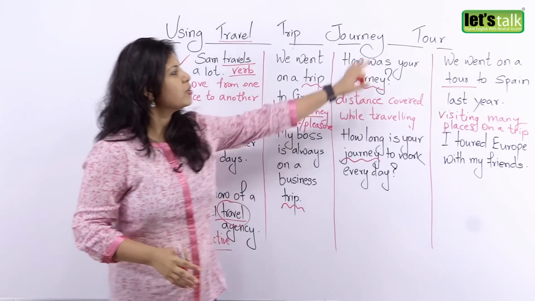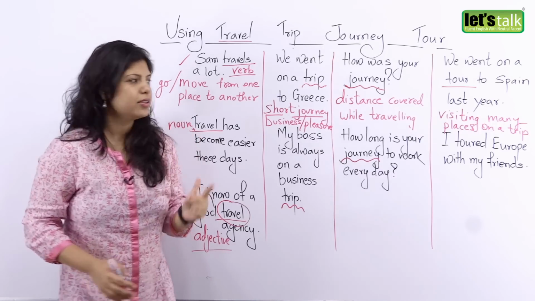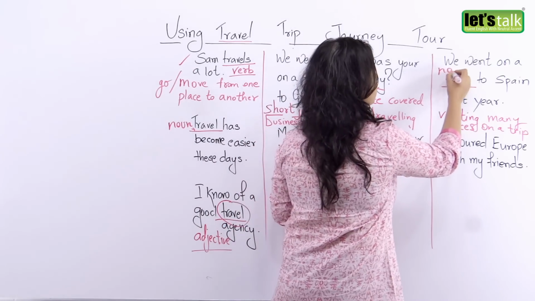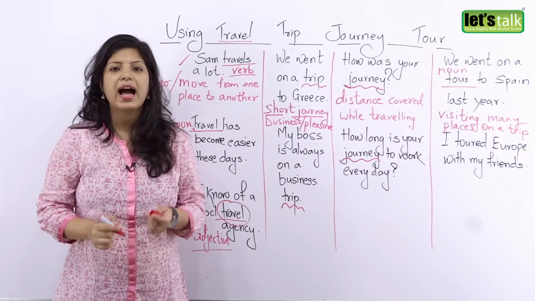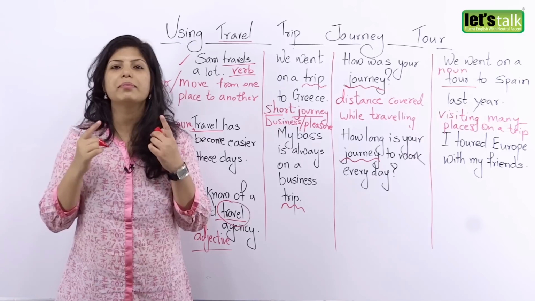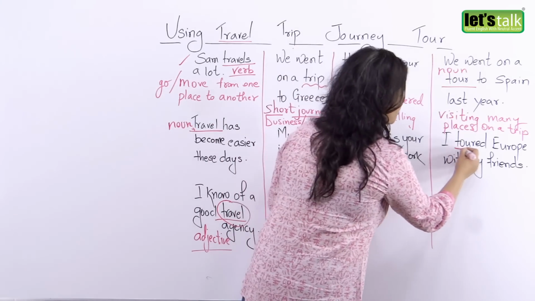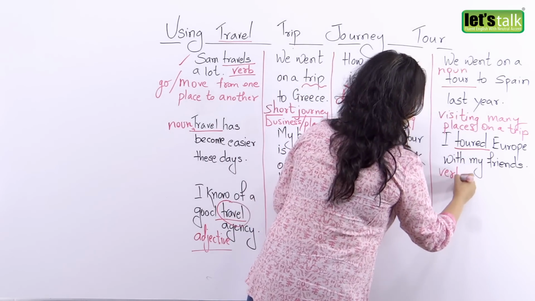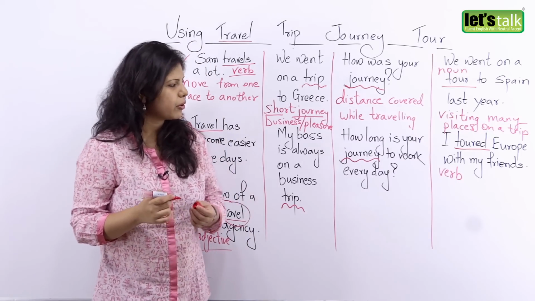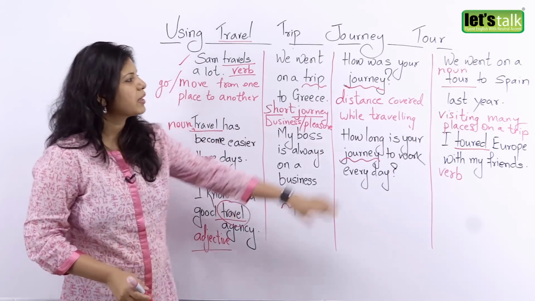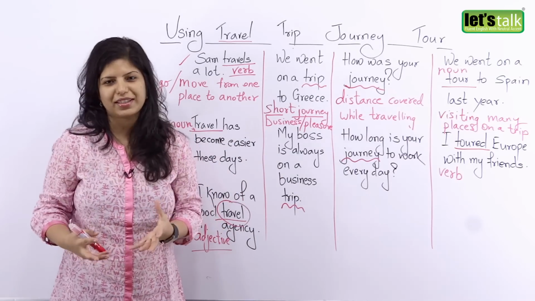So again, tour can be used in two ways, as a noun and as a verb. So over here, it's used as a noun. And if you look at the second sentence, it says, I toured Europe with my friends. That's a really great thing to do. And toured here is used as a verb. Of course, it's the past tense of tour. So I toured Europe with my friends. So again, tour simply means visiting many places on a particular trip.